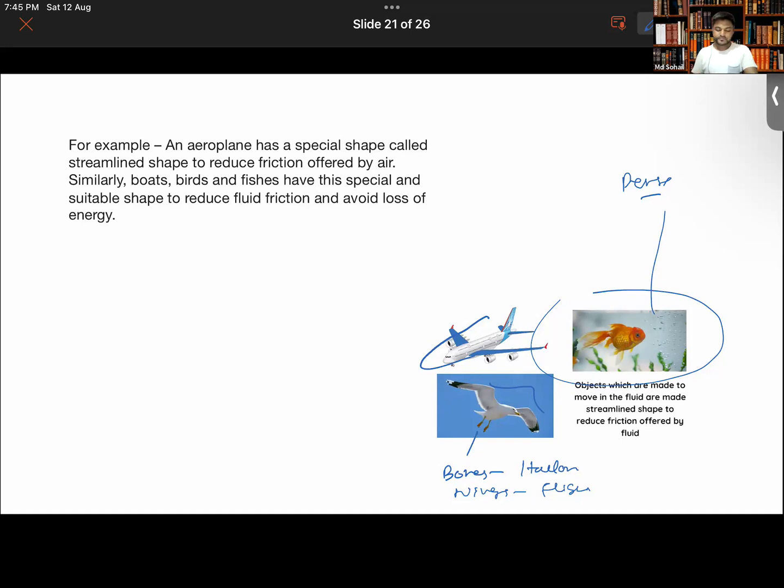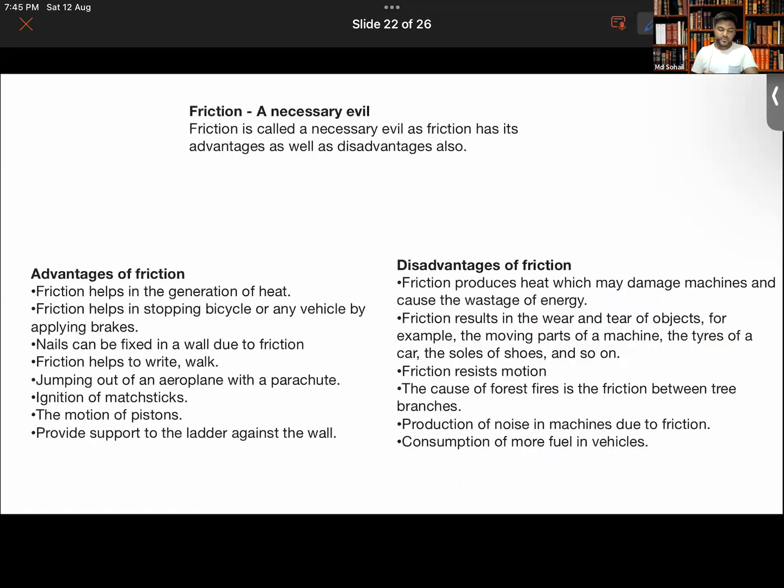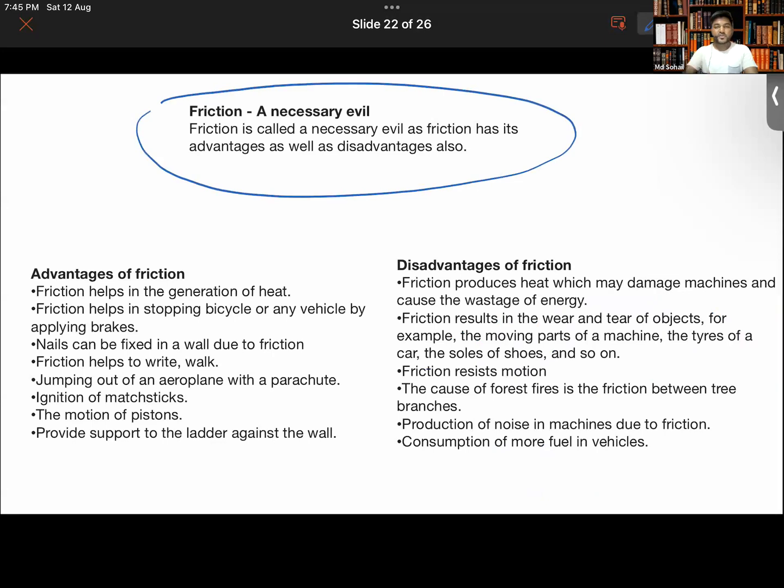Now, the next thing is friction. Friction has been called a necessary evil. Why is it so?